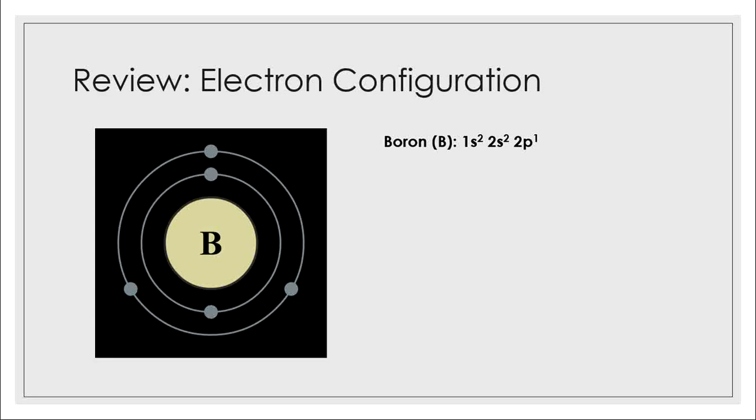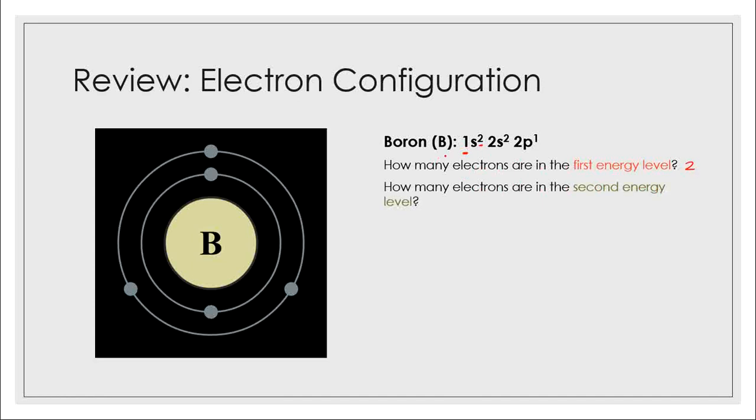Let's start with these two questions. How many electrons are in the very first energy level? Now how would you determine that? Remember that the coefficient tells you the energy level, and then the exponent tells you how many electrons there are. So in the very first energy level, there are 2 electrons. What about the second energy level?